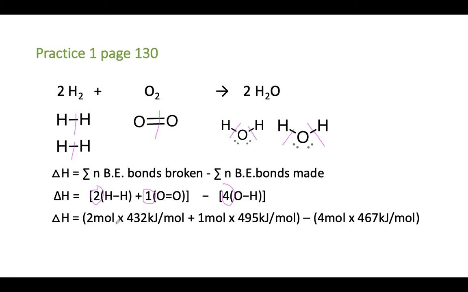So when we put our values in from the table on the previous page, we see that we have 2 moles of the hydrogen bonds, and there's the value from the table. 1 mole of that oxygen-oxygen double bond, and that value again comes from the table, minus 4 times those 4 bonds that would be made in the water molecules. Our resulting enthalpy change is negative 509 kilojoules, and that is a negative value, so this is an exothermic process overall.